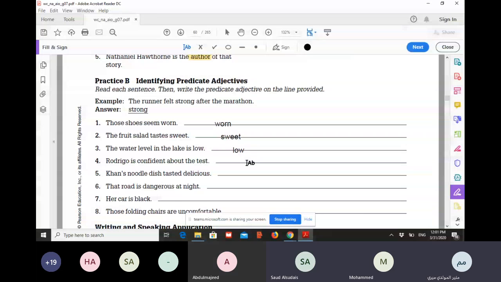Can you do number 5 or number 4? Okay. Rodrigo is confident about the test. Confident. Excellent. Confident.